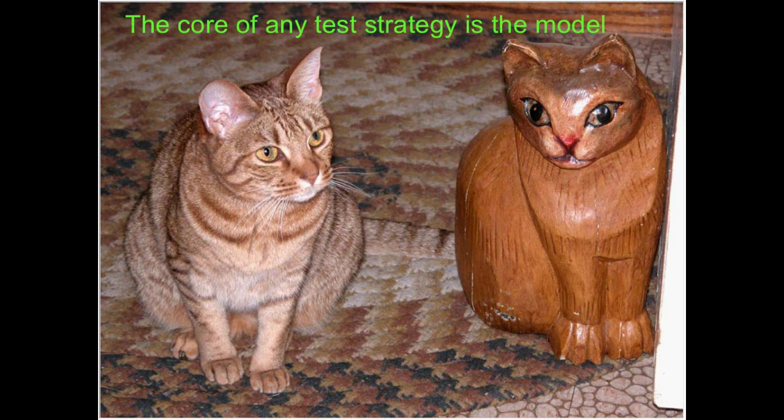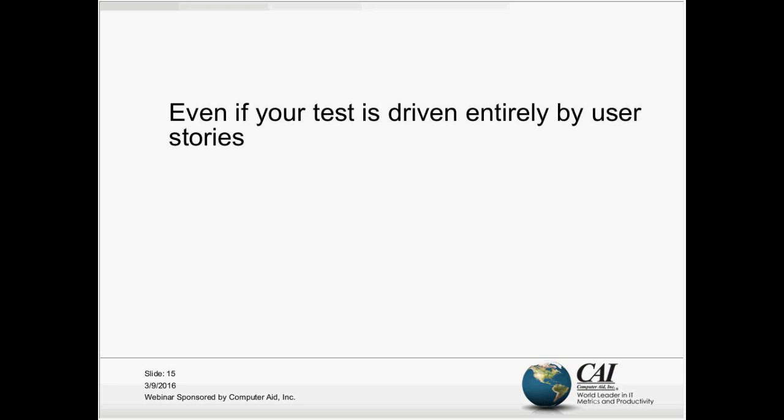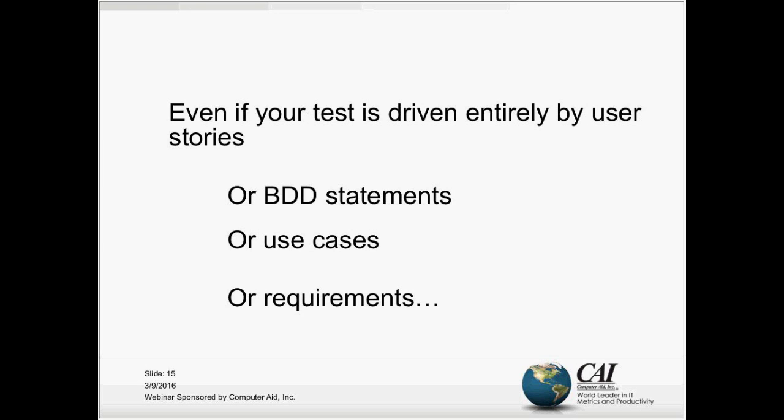So the core of any test strategy, again, if it's big or if it's small, is the model. What is the model that you are using to test this system and to structure how you think about testing this system? My opinion is that even if your test is driven entirely by user stories, the core of your strategy is still the model, because your model there is a user story model, or BTT statements, or use cases, or requirements stated in any form whatsoever. You're still using a model. It may be a requirements model. It may be a user story model. But whether you're conscious of that or not, you're using a model.